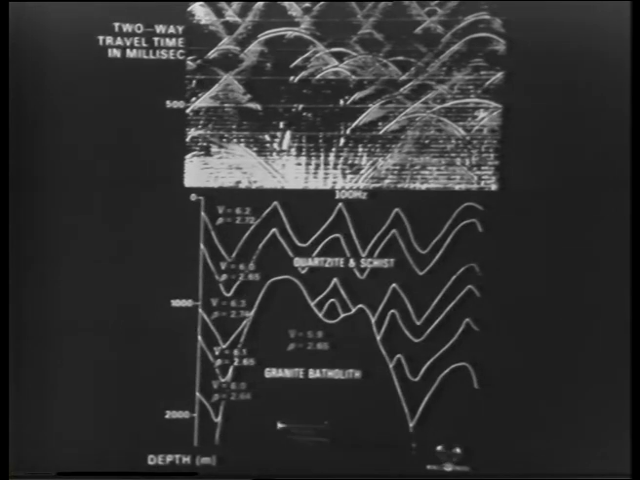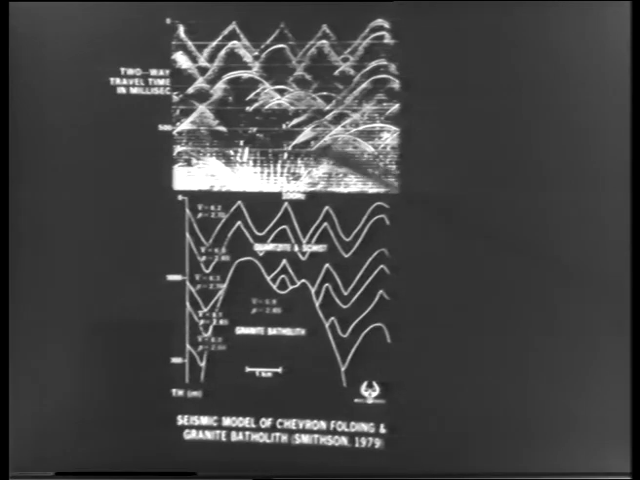chevron folding, the granite batholith. You can see the transparent zone from the granite batholith and the various diffraction effects from these tight folds. Input wavelet was 100 Hertz. Horizontal distance for comparison is 1 kilometer that way, and vertical distance is 1,000, 2,000 meters that way.